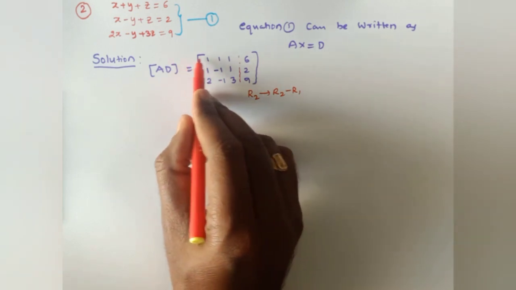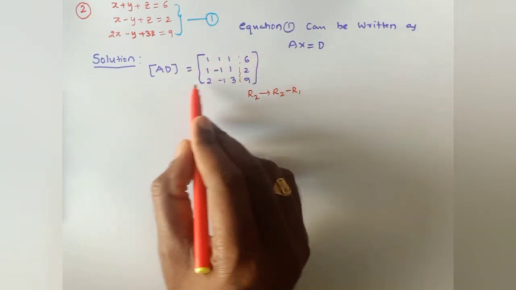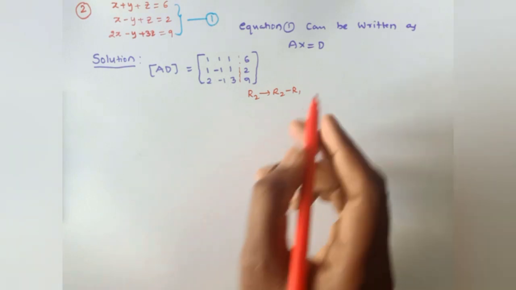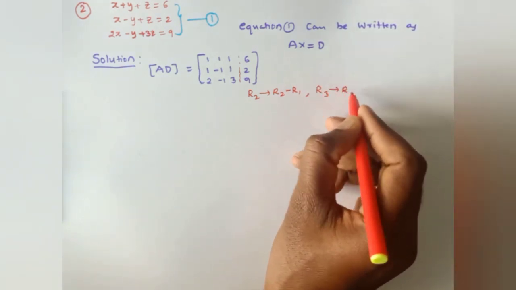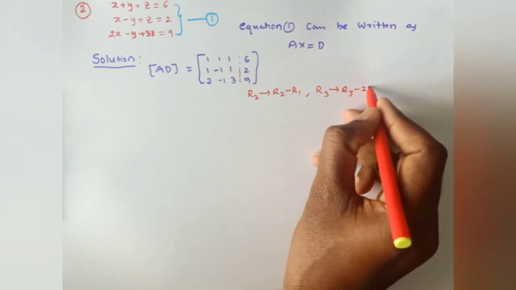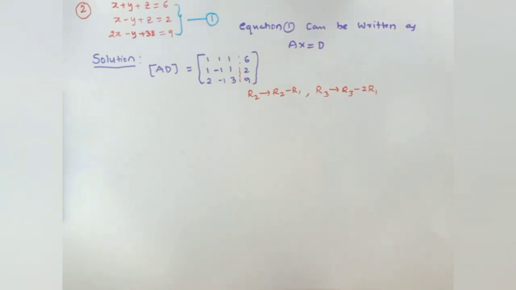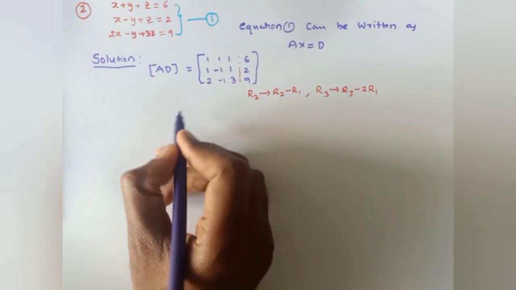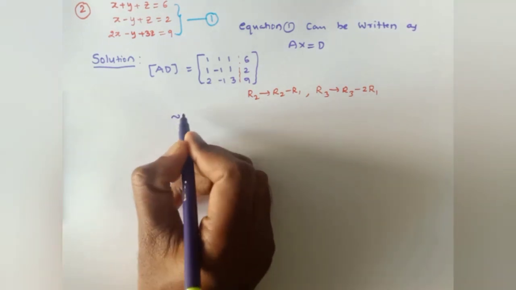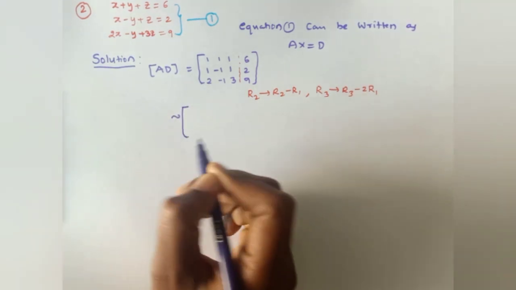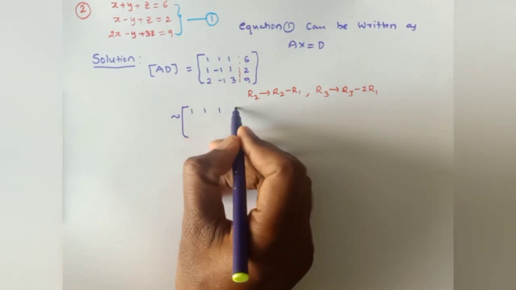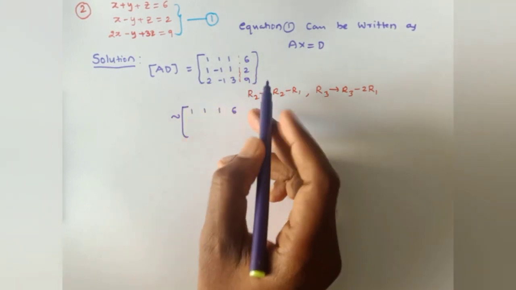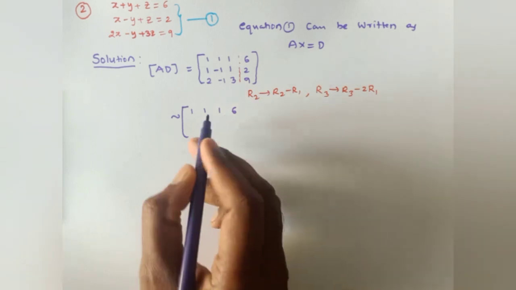Next, to make this element 0, compulsorily you need to multiply this row with 2 and subtract the corresponding elements of row 3. That is, row 3 minus 2 into row 1. Then the resultant is equivalent to: no change in the first row, the first row is as it is. Is there any change in row 2? Yes, that is R2 minus R1.